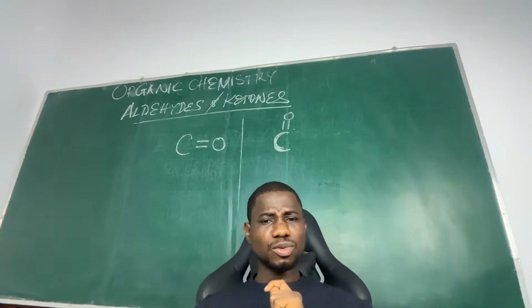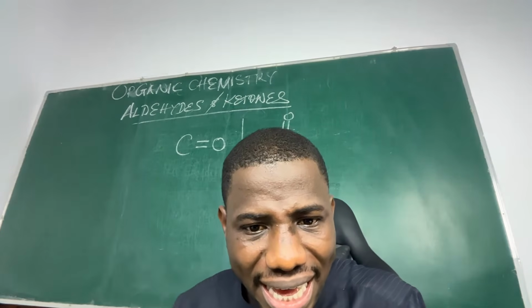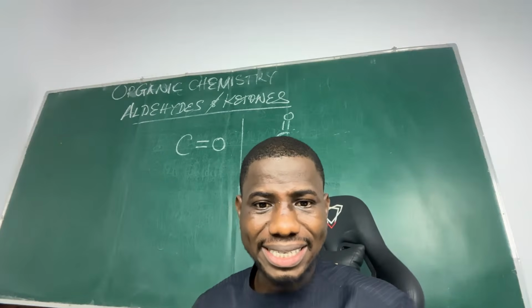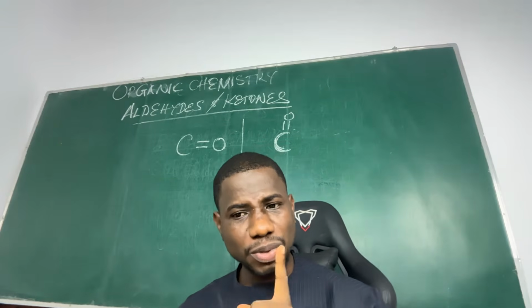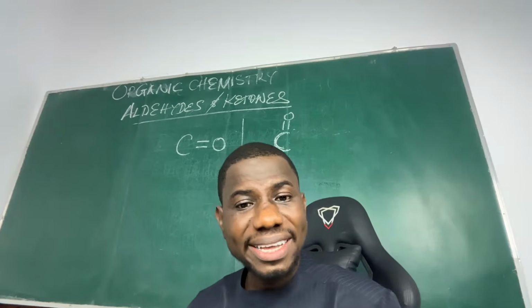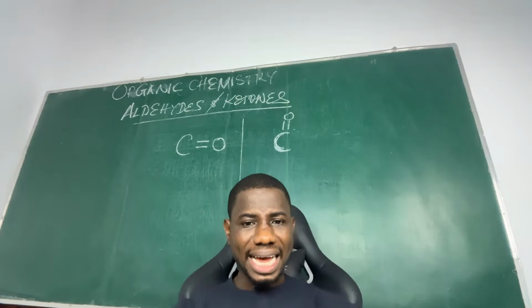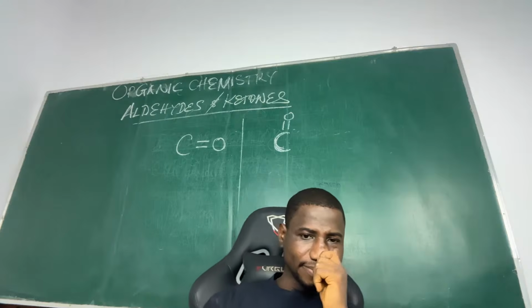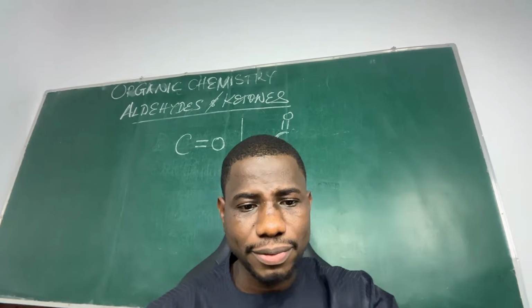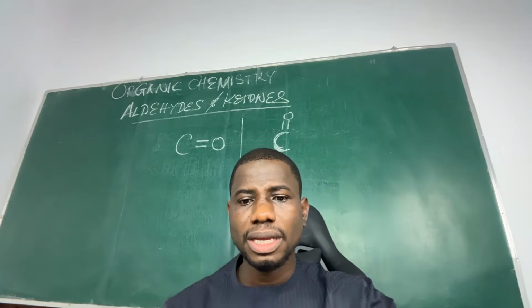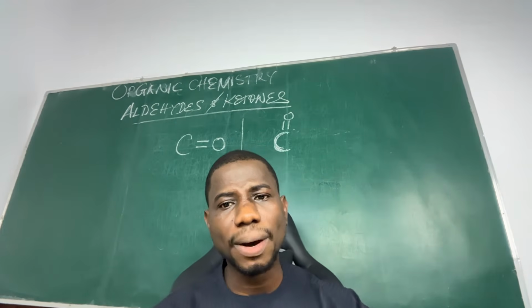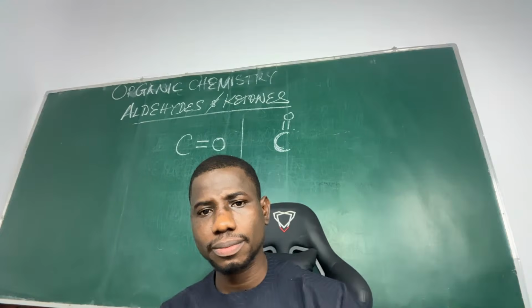Now that will lead us to a question. What is an aldehyde and what is a ketone? That should be the next heading. What is an aldehyde? Now I want to put these points down. An aldehyde is an organic compound. I repeat, an aldehyde is an organic compound. Have you gotten that? An aldehyde is an organic compound that contains a carbonyl group.